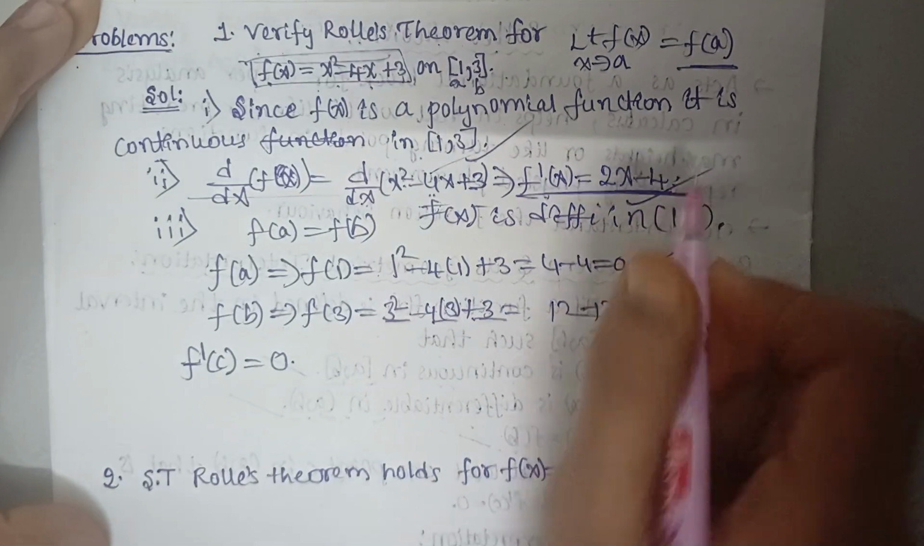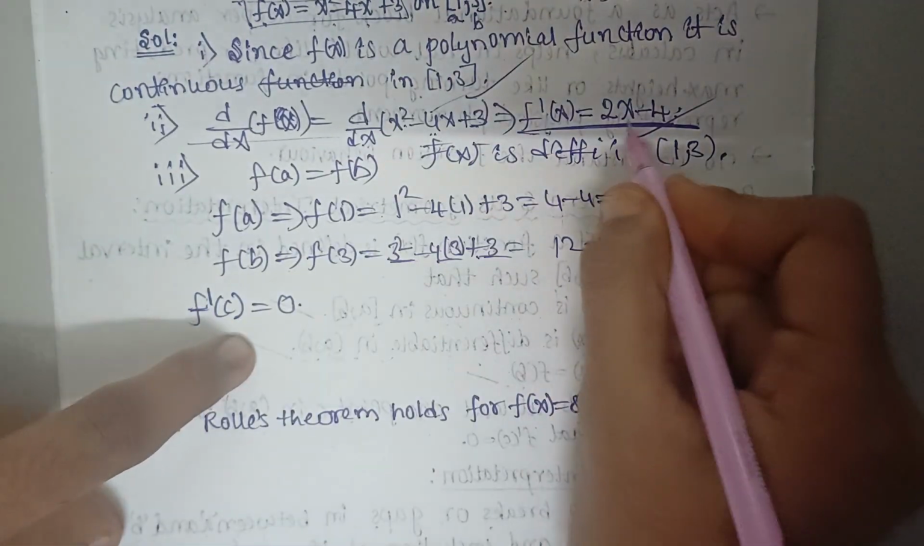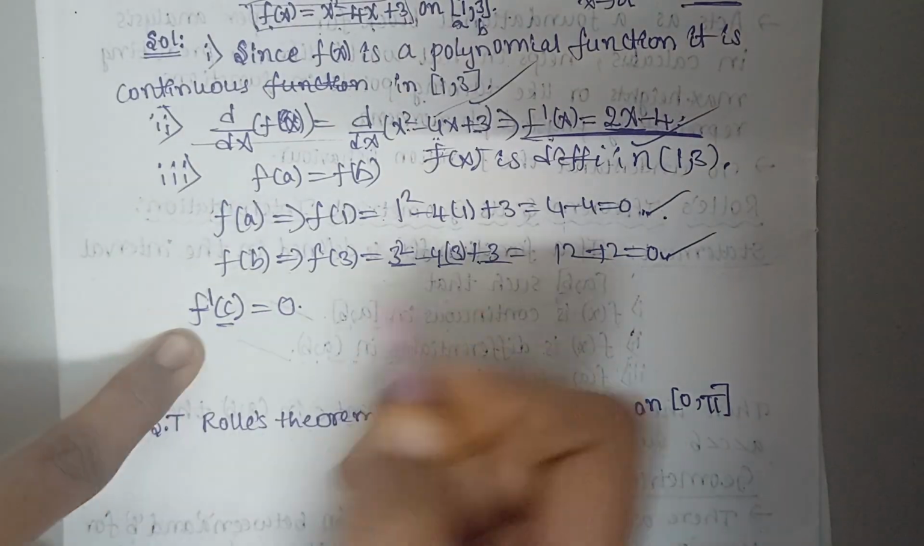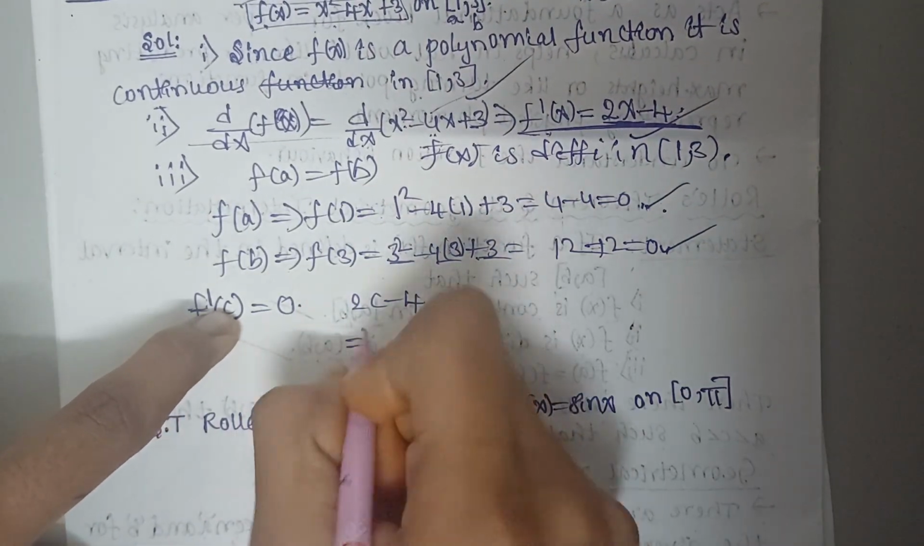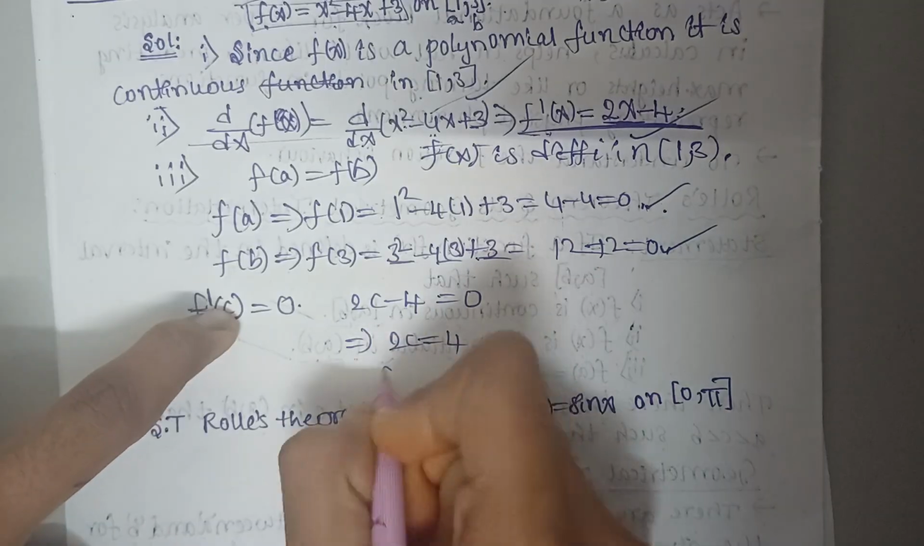Now what is your f dash of c? Instead of x you have to substitute c. That is 2c minus 4 is equal to 0, which gives you 2c is equal to 4 and c is equal to 2.